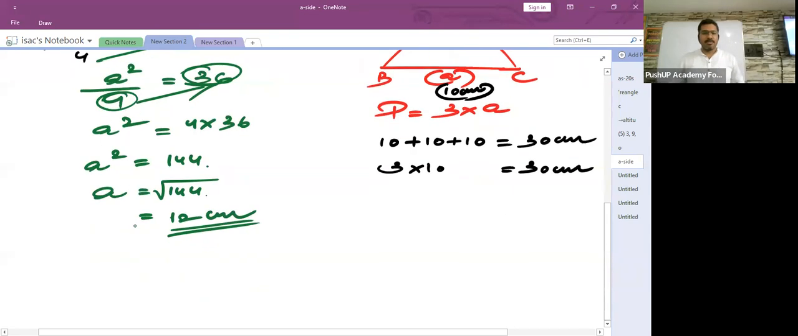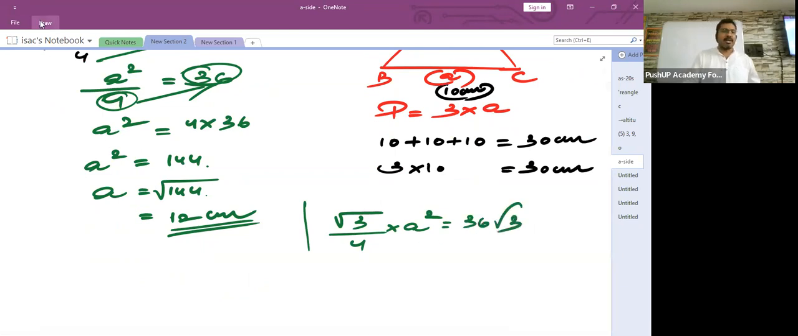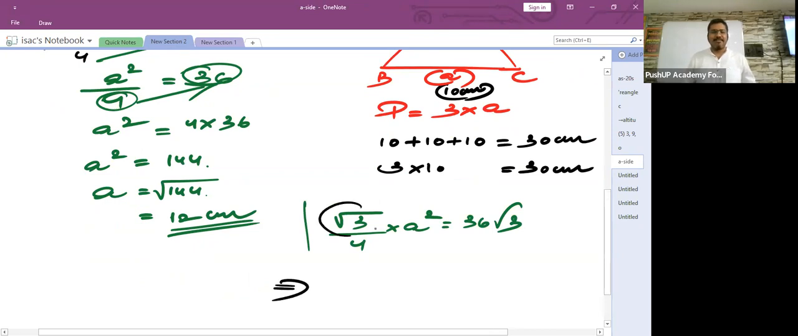All right. Chalo, listen. This is what is happening. Root 3 by 4 into A square is equal to what? 36 root 3. Children, now listen, pay attention. First of all, if I bring this root 3 from the left side to the right side, where will it go? It will go to the right hand side denominator over here, isn't it? So it will look somewhat like this. I am taking this root 3 from the left side to the right hand side.